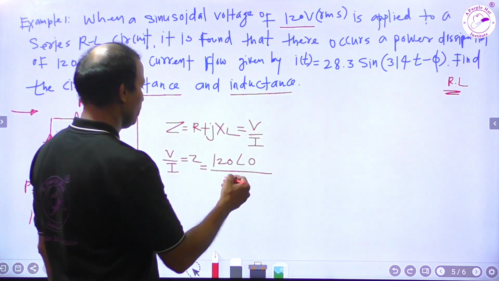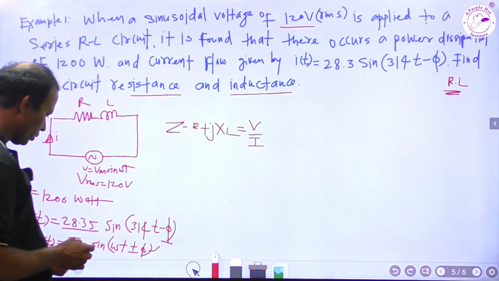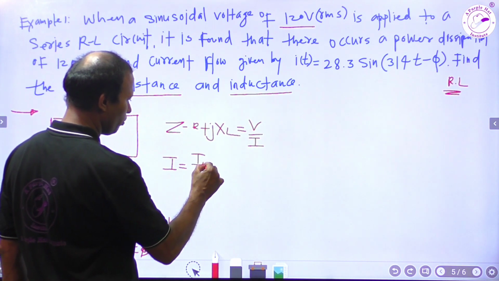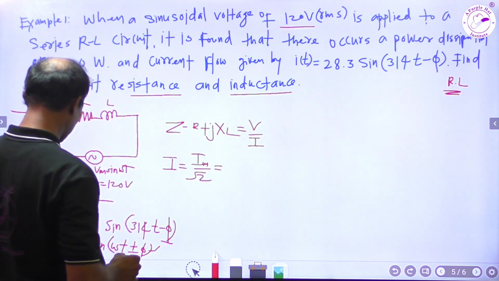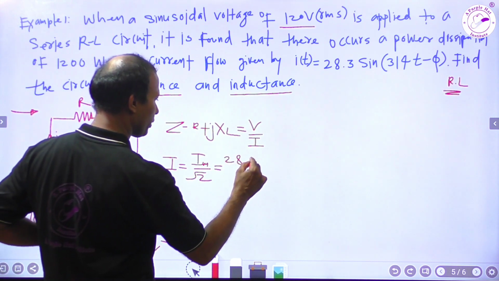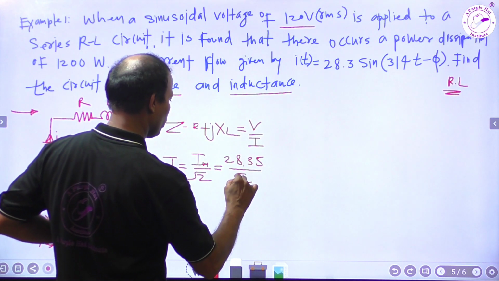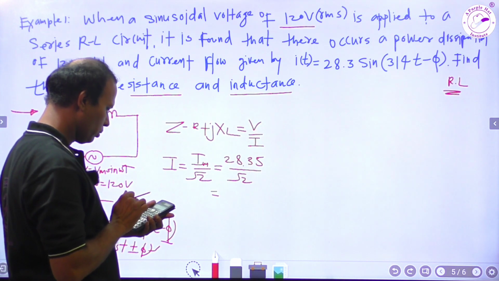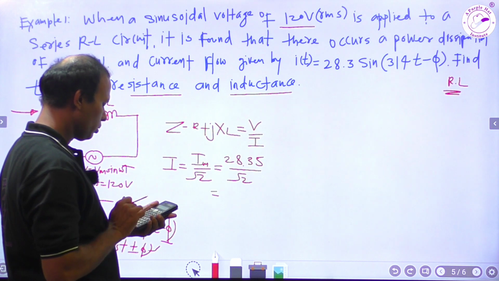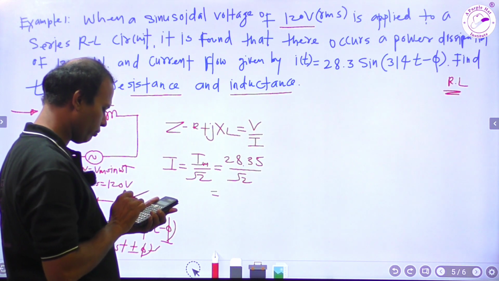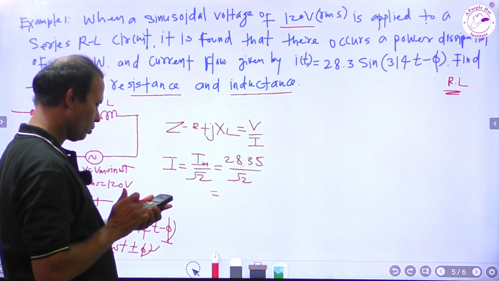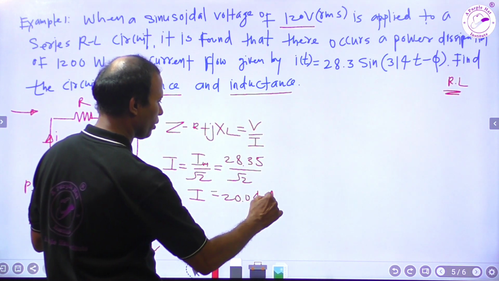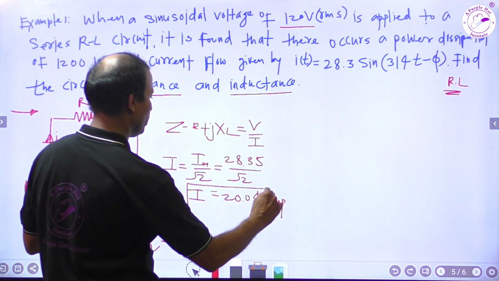This is equal to phi. This voltage is already given. This current can be calculated because this Im is known. So I will calculate IRMS is equal to Im by root 2. So Im is equal to 28.35 divided by root 2. I will use my scientific calculator, 991 MS. 28.35 divided by root 2 is equal to 20.04 ampere. This is the RMS value of the current.